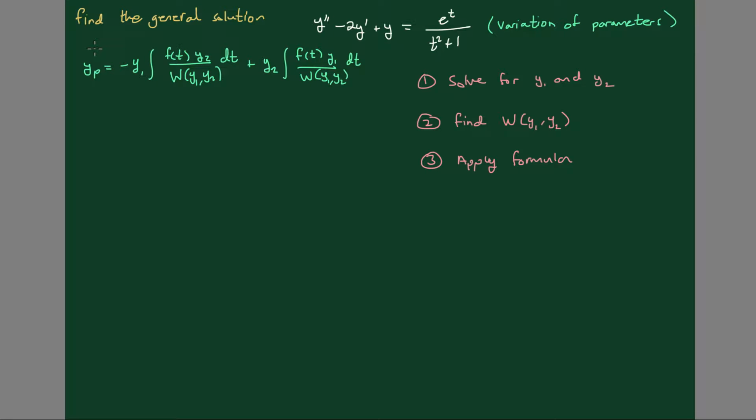So our next problem here is to find the general solution of this second order linear non-homogeneous differential equation. And the first thing we notice is that we have to apply the variation of parameters method. The reason we have to do so is because this external function here, e to the power t over t squared plus 1, has an infinite number of linearly independent derivatives.